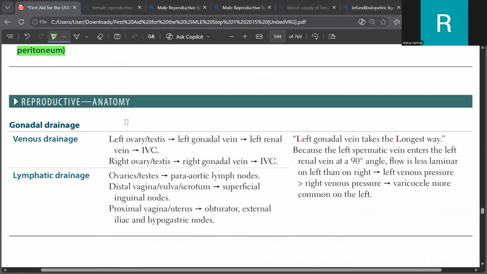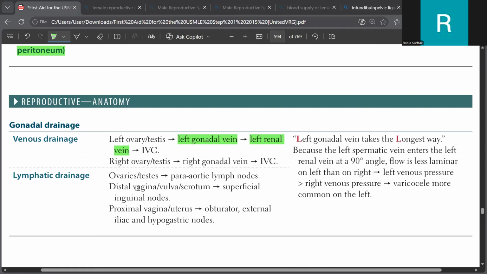The left ovary or testes, so both the left and right ovaries and testes have different drainages. The left ovary or testes drains into the left gonadal vein, and then into the left renal vein, and then into the IVC. The right ovary or testes drains into the right gonadal vein and directly into the IVC.